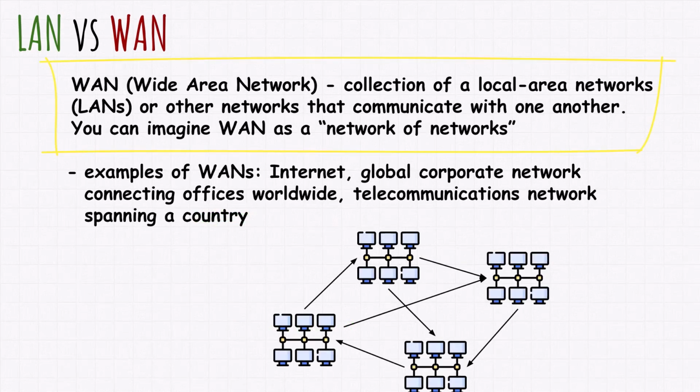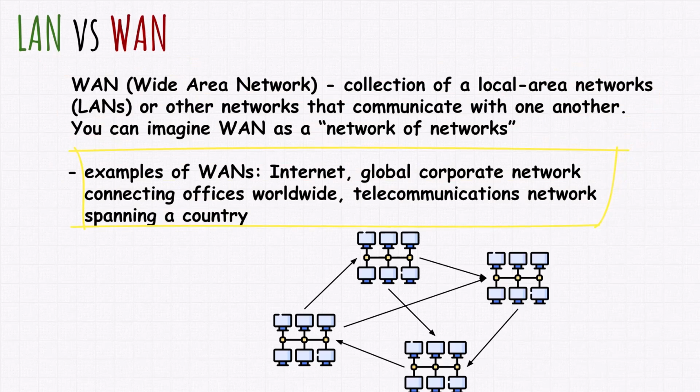Now, WANs, on the other hand, are wide area networks. In its simplest form, a wide area network is a collection of local area networks or other networks that communicate with one another. A wide area network is essentially a network of networks, with the internet being the world's largest WAN. Examples of WANs include the internet, a global corporate network connecting offices worldwide, or a telecommunication network spanning a country. Wide area networks can also be used in the military.